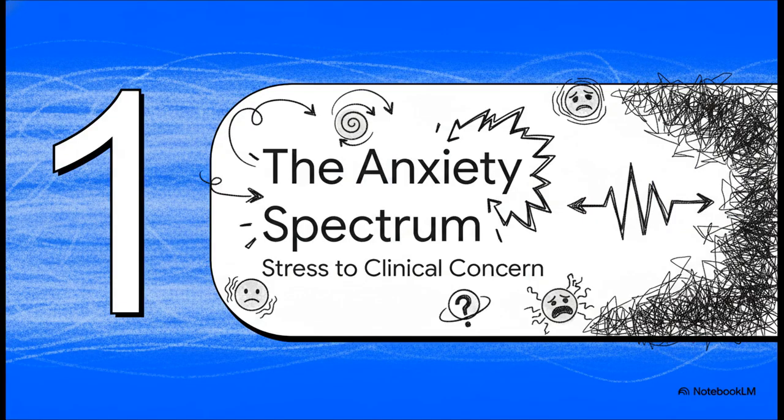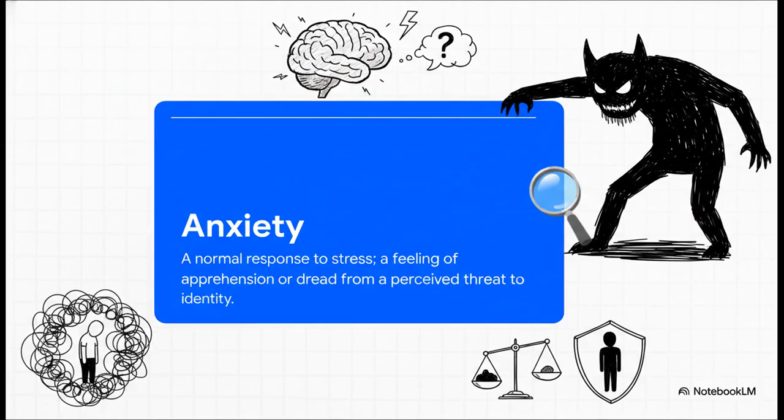Okay, first up, the anxiety spectrum. It just makes sense to start here, right? Anxiety is a universal human experience. But to really get a handle on the clinical side of things, we've got to understand what's actually going on, what's happening in the brain and body when that everyday stress turns into something more. So let's get down to basics.